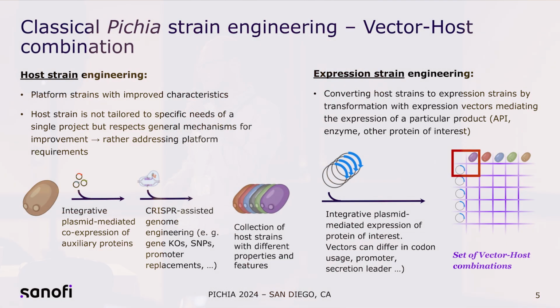If we look at how classical Pichia strain engineering looks, you typically start with a vector host combination screen. The first step is host strain engineering. This is not process-specific engineering, but maybe the strain can be tailored to address some of the platform needs that you have. So the strains have improved characteristics, they are tailored to specific needs, not of a single project, as said, but just covering general mechanisms to improve some of the requirements that we have.